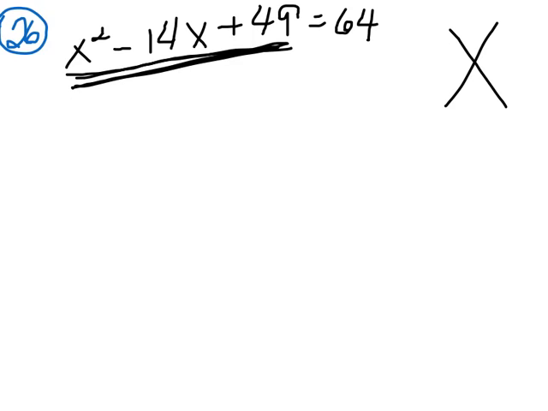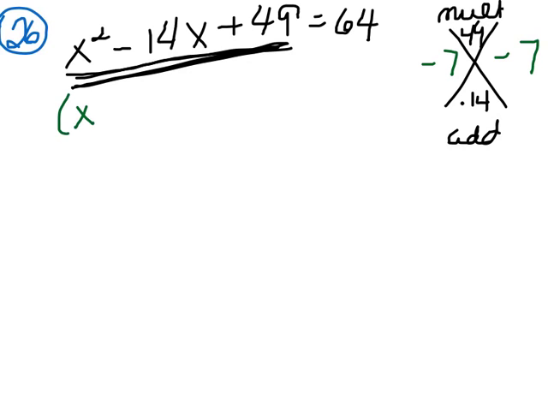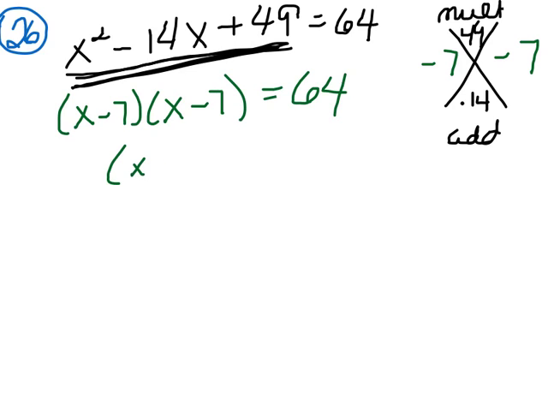If you don't see that, look at it this way. I'm going to multiply to get that positive 49, and I'm going to add to get negative 14. Well, wouldn't negative 7 times negative 7 multiply to give you a positive 49 and add to give you a negative 14, right? So couldn't I rewrite this as x minus 7 times x minus 7 is equal to 64? And that is x minus 7 squared equals 64. Remember how sometimes they would write it that way? They were kind of teasing you for this section.